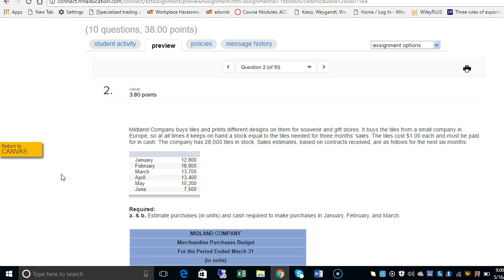Let's look at a problem for homework. It's a materials purchase inventory problem. And we have a company that buys tiles and prints different designs. It buys the tiles from a small company, so at all times it keeps on hand an inventory equal to the tiles needed for 3 months' sales. The tiles cost $1 each and must be paid for in cash. The company has 20,000 tiles in stock. Sales estimates, and these are in tiles, based on contracts received, are as follows for the next 6 months. Estimate purchases in units and cash required to make purchases in January, February, March.